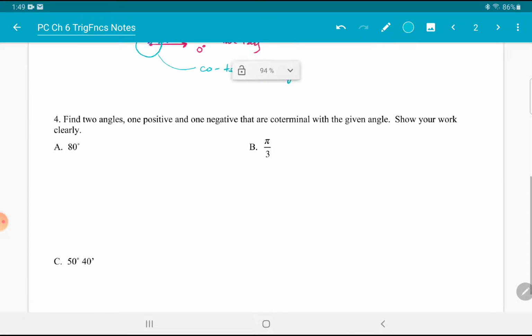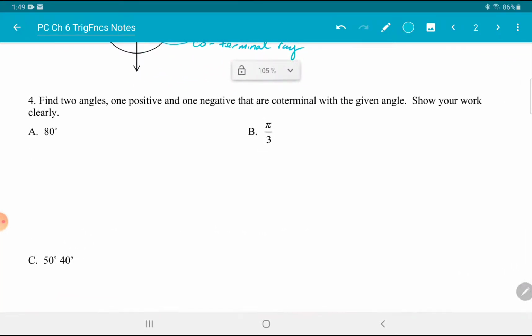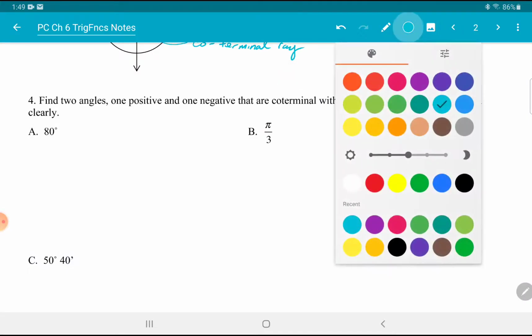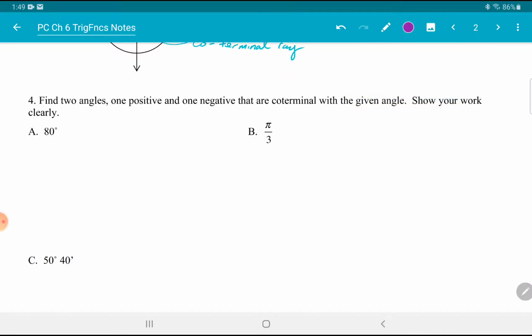So for example 4, find two angles, one positive and one negative, that are coterminal with a given angle. Okay, and we're going to have to show our work clearly. So first step, part A, 80 degrees. As we take a look at 80 degrees on the unit circle, what I would really recommend is you always draw your coordinate plane. So basically just draw a T, and then we're going to draw 80 degrees.